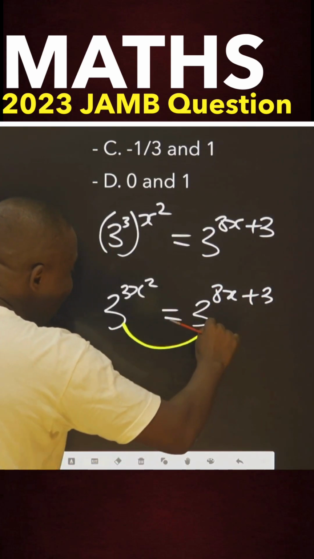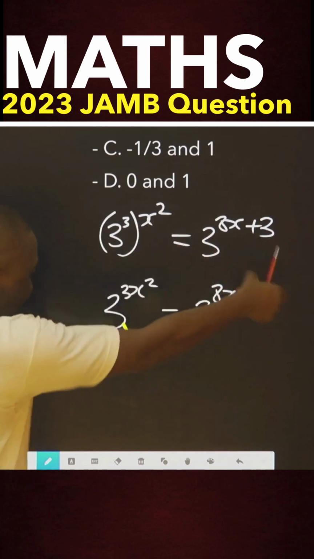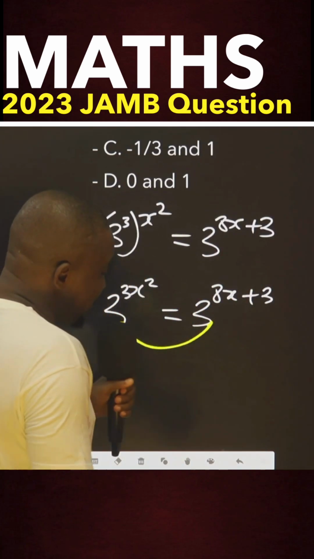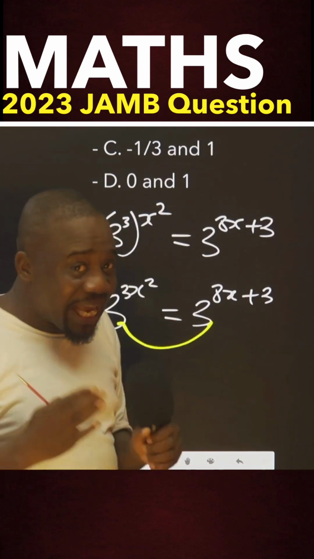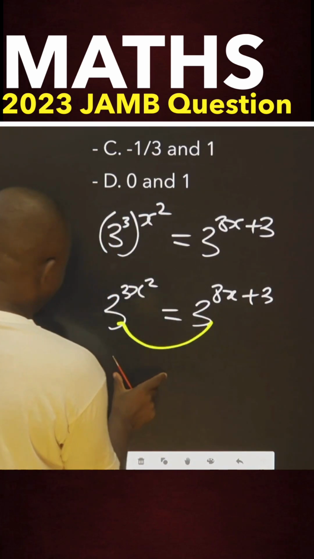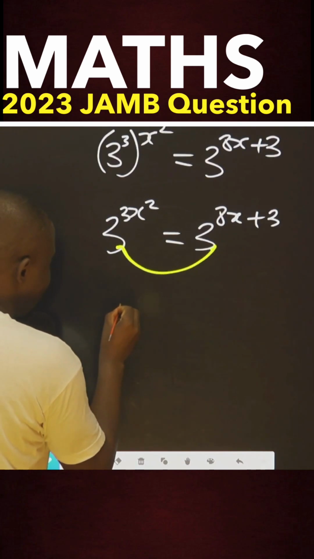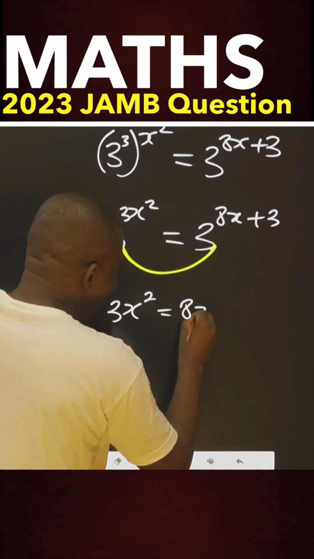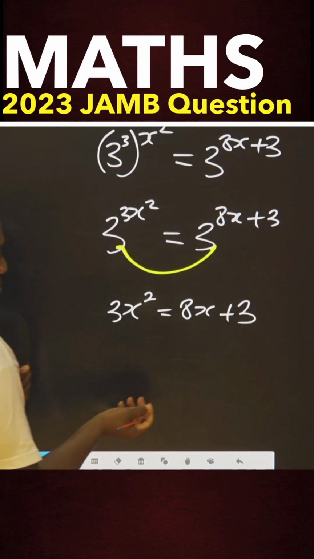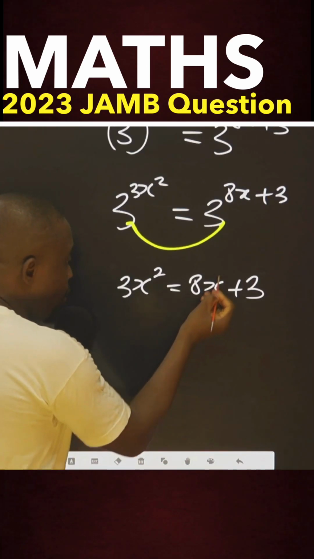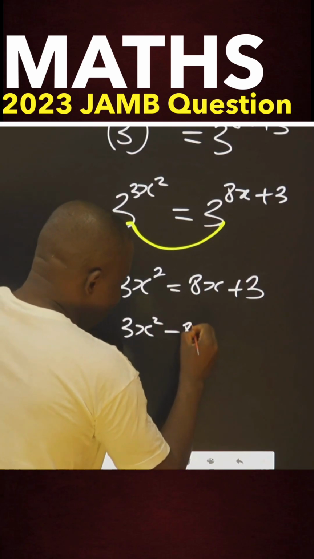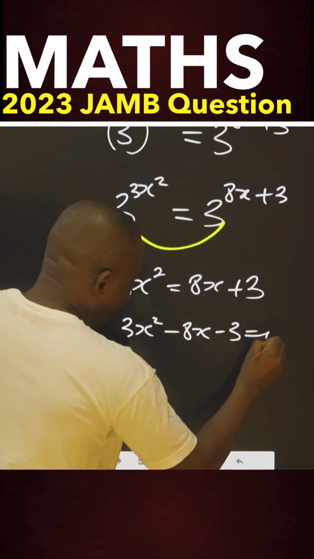Because these bases are the same, these powers are also equal. You have to equate them. When you see that the bases are the same, the fathers that are carrying them are the same, the children are the same. So we say therefore 3^(2x) is equal to 8x + 3. Now we move this to this side to have this: 3^(2x) - 8x - 3 equal to 0.